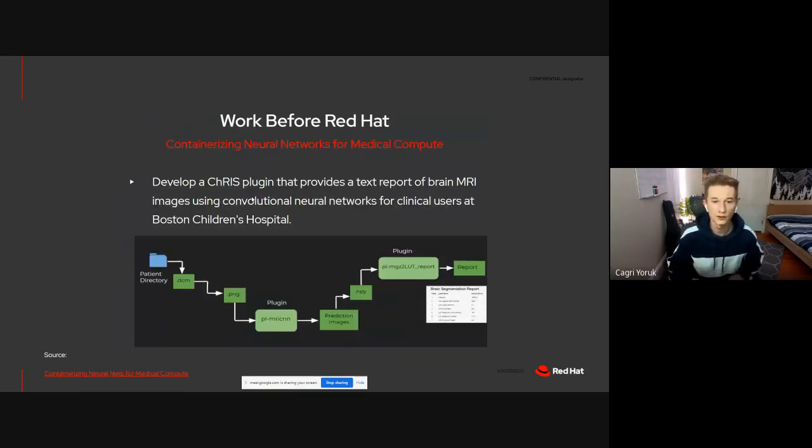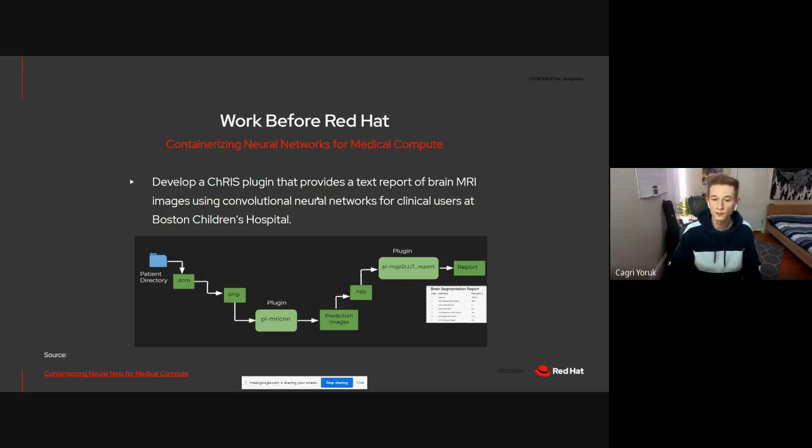That was it for the ChRIS project, and now I'm going to be talking about the work I've done before joining Red Hat. In fall 2020, I was working in a student group for a project called Containerizing Neural Networks for Medical Compute. And our goal was to develop a ChRIS plugin that provides a text report of brain MRI images using convolutional neural networks for clinical users at Boston Children's Hospital.